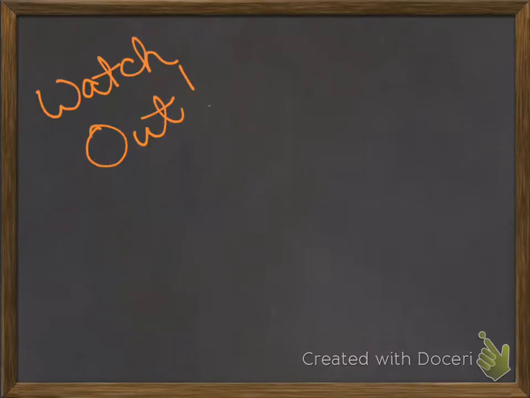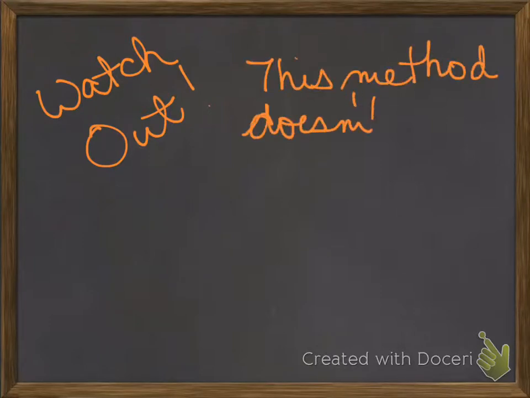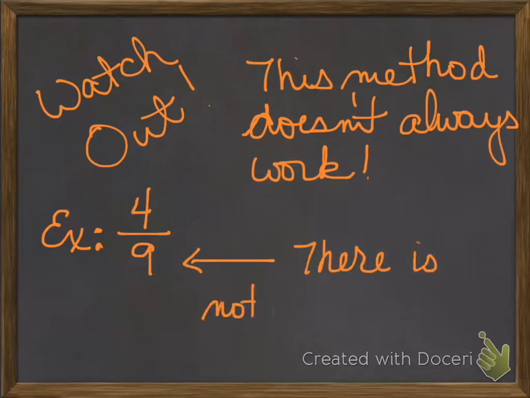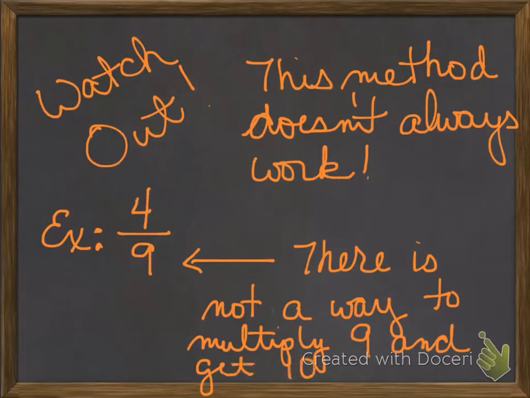This is where you have to watch out. This method doesn't always work. Let me show you what I mean. 4/9. 9 times 9 is 81. 9 times 10 is 90. 9 times 11 is 99. We cannot get 100. So on this one, you can't use this method. You would have to go back and divide, get a decimal, and then change the decimal. So sometimes it's a little bit easier to get an equivalent fraction, but unfortunately it doesn't always work.